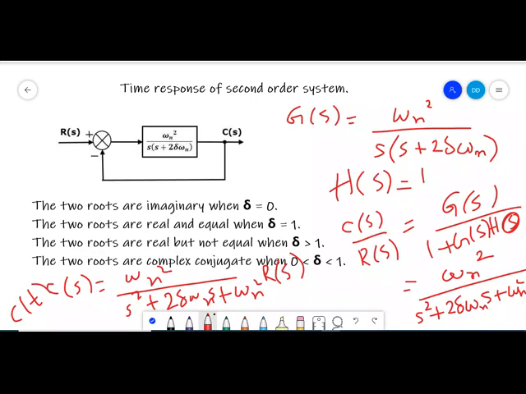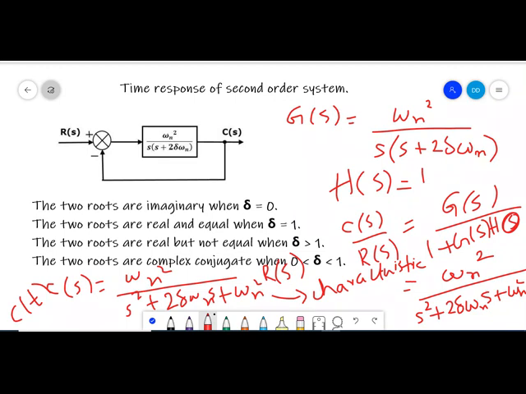Now if you observe the denominator, we have an equation S square plus 2 delta omega n S plus omega n square. That denominator term is called the characteristic equation. So the characteristic equation is S square plus 2 delta omega n S plus omega n square is equal to 0. If we solve this characteristic equation, we will get different roots based on the value of delta.